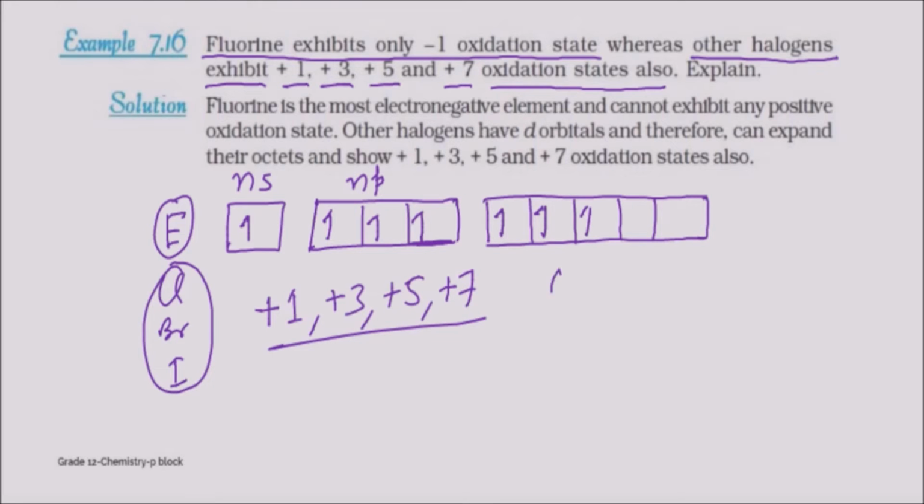For example, ClF3, BrF5, IF7. So they are +3, +5 and +7 oxidation states. But fluorine is always -1 in all the compounds.